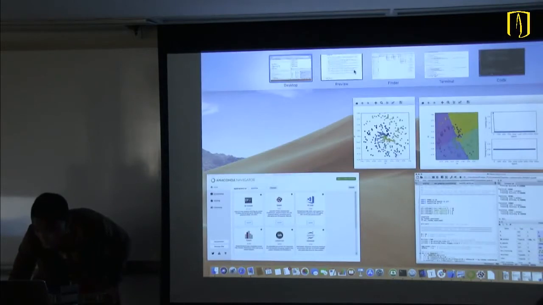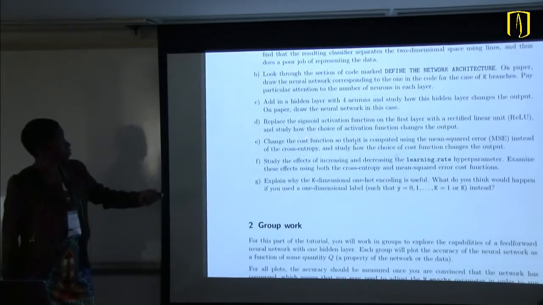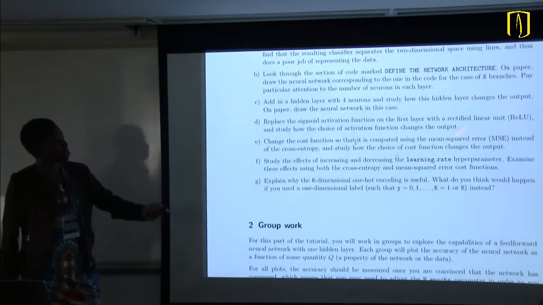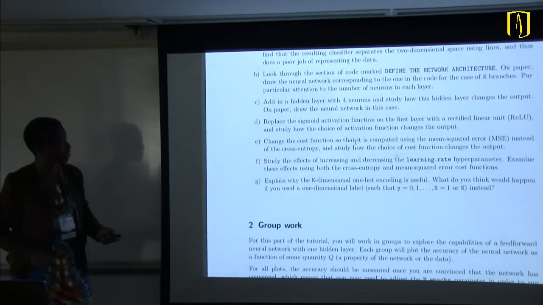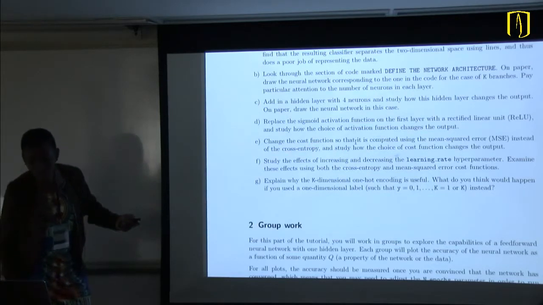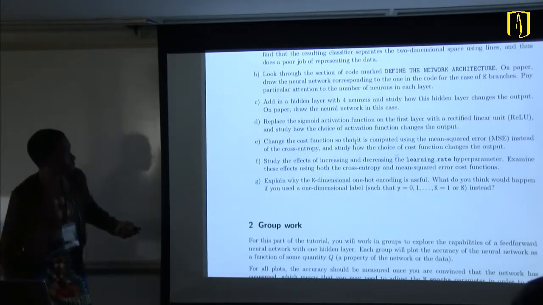So coming back to what you're supposed to do. Another thing you have to do is to change the activation function from a sigmoid to the rectified linear unit and to see how the training changes when you change the activation function. And then you will have to change the cost function to the mean square error instead of the cross entropy, because now the code uses the cross entropy, right?